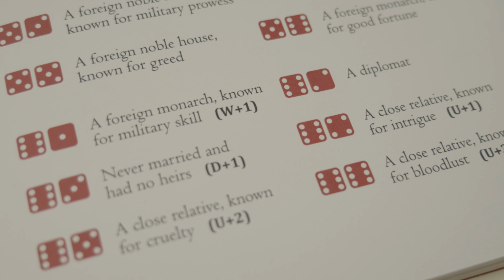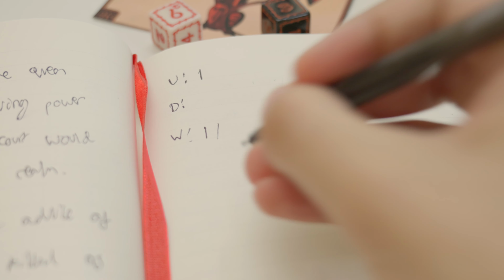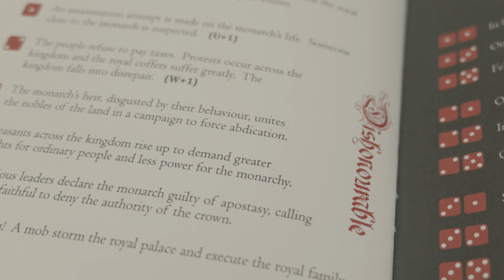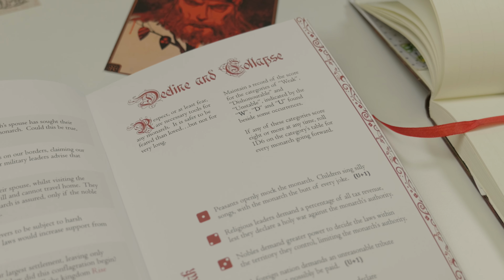Each lineage starts with 3 scores set at 0: their dishonorable score, their unstable score, and their weak score. Whenever you select one of these prompts that has a +1 after it, you increase the relevant score by that number. And if any score ever reaches 8 or more, then for each new monarch, you roll on the corresponding table. These tables are sources of collapse and quicken the end of the lineage. That's it. That's all you really need to know to play Lineage.